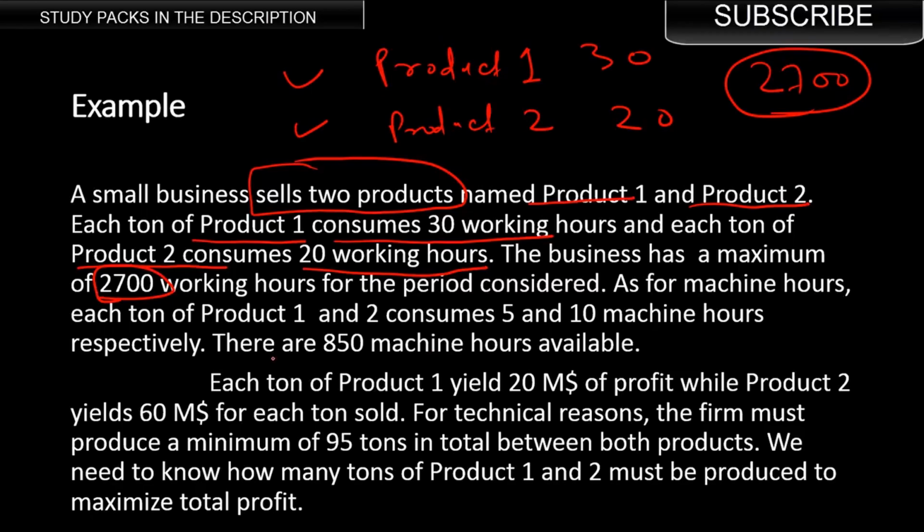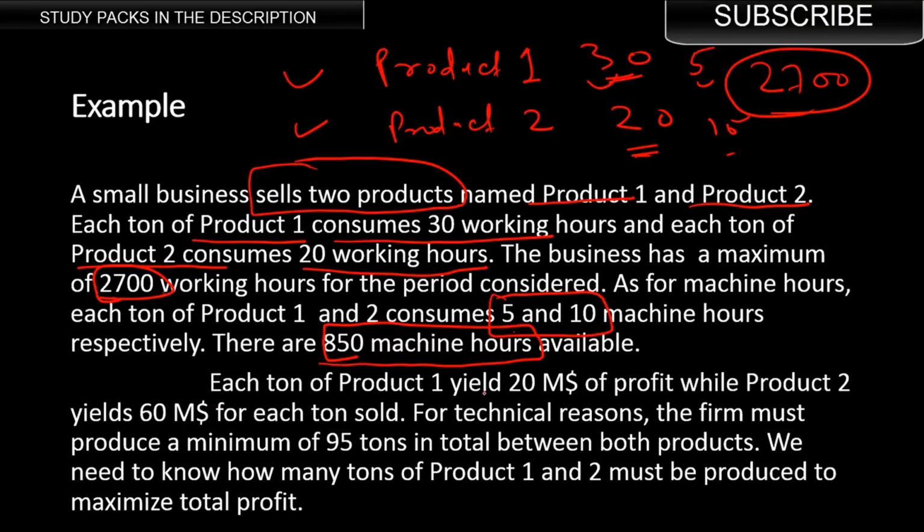As for machine hours, each ton of product 1 and 2 consumes 5 and 10 machine hours respectively. So there are 850 machine hours available to us. So that's another constraint. So we have a constraint on the man hours, which is 2,700, and we also have a constraint on the machine hours, which is 850.